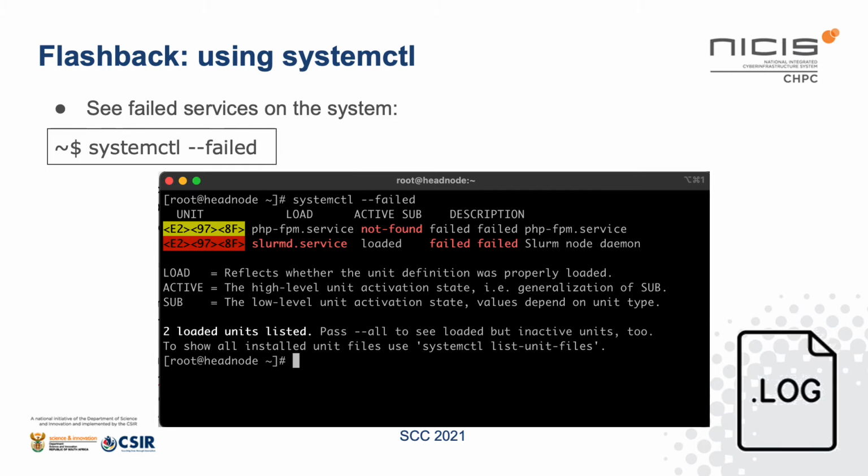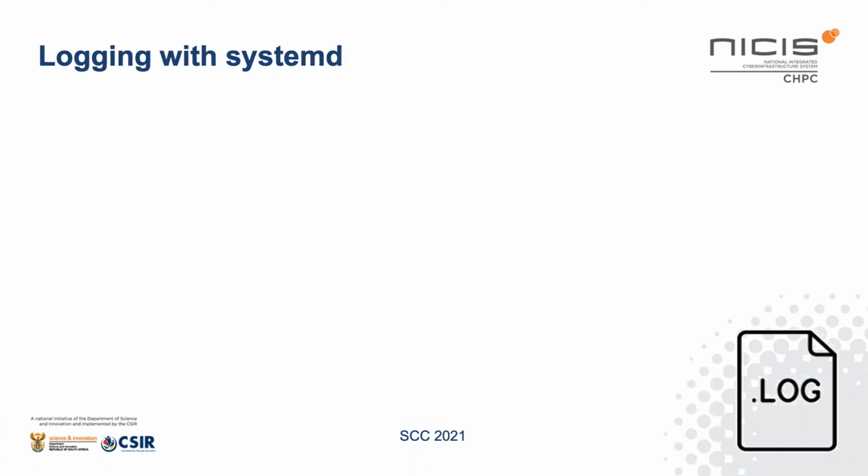Identifying which services have failed is the obvious starting point to system debugging. Using this information, we can scan the system logs for more information on why the service failed and potential ways to fix the problem. This is where systemd is particularly powerful.